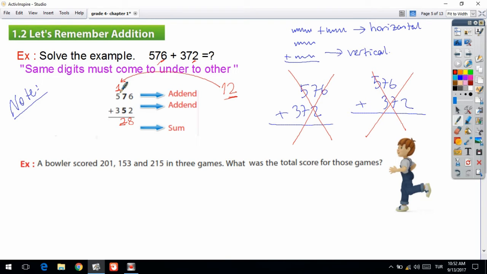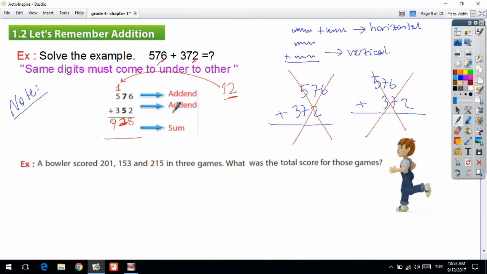Okay, let's continue to add. 1 plus 5 is equal to 6. 6 plus 3 is equal to 9. So what is the answer? 928. Is there any problem? Is that clear? Did you get the picture? This is an addition. Okay, now I want to explain two different definitions, two different words.